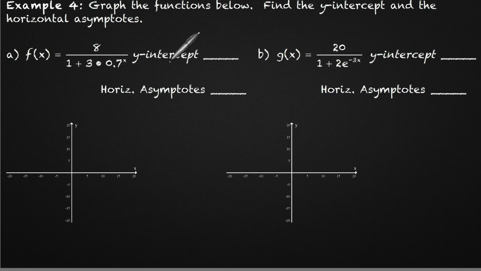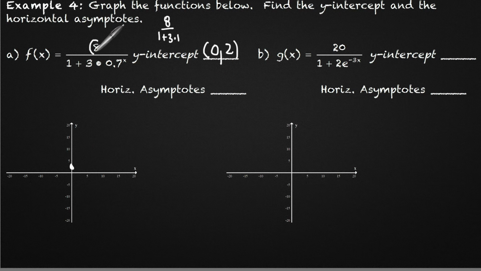Okay, the y-intercept, as we know from previous lessons, is always the y value when x is 0. So let's see what that is. When you plug in 0 here, you have 0.7 to the 0. That's 1. Now make sure you don't raise the 3 to the 0. 3 is not being raised to the 0. It's only the 0.7 that's raised to the 0. So 0.7 to the 0, that's 1. So you're going to have 8 divided by 1 plus 3 times 1. That's going to be 8 over 4, that's 2. So we can put a y-intercept here at 0, 2.